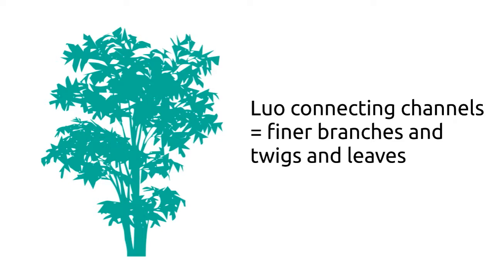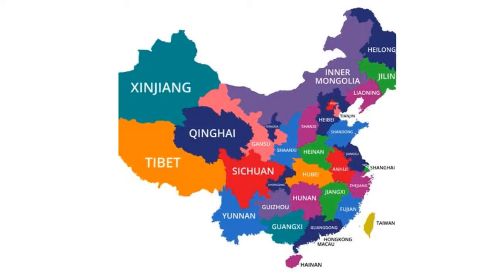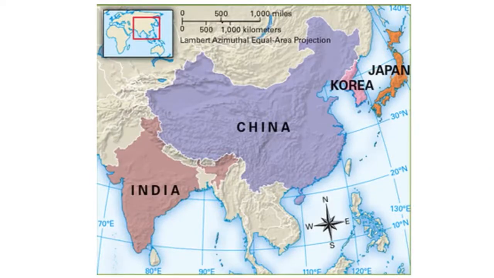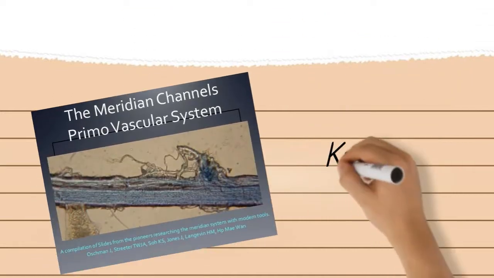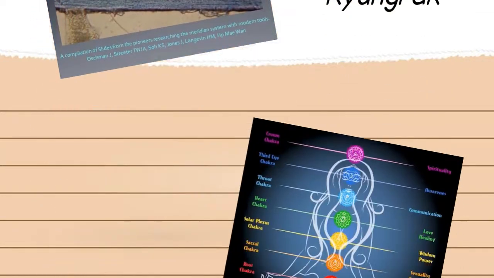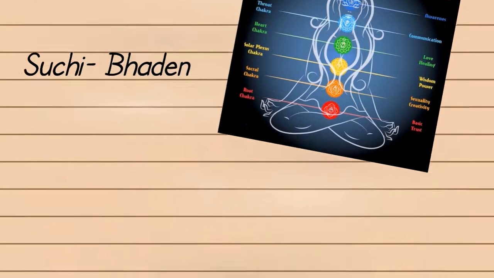The meridian system was not only applied in China, but also in other countries such as Japan, Korea, and India. Keirochiyo is the name of the Japanese meridian therapy. The Korean acupuncture meridian is named Kyunga. Suchibadan is the Indian meridian system.